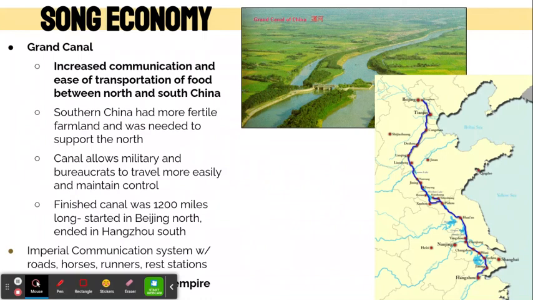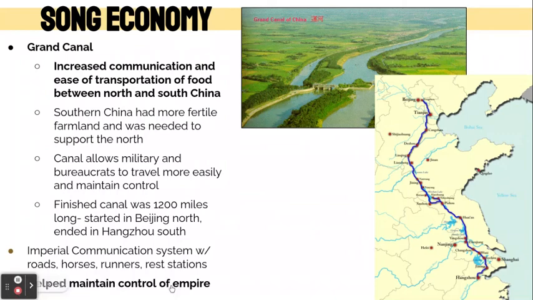Okay, another important thing is the Grand Canal. So the Grand Canal was built and it connected northern and southern China, like you see on the map. This increased communication. It also made it easier to transport people and products throughout China. The most important part of this is it connected northern China with the very fertile farmland of southern China. So southern China had more fertile farmland and was needed to support the north.